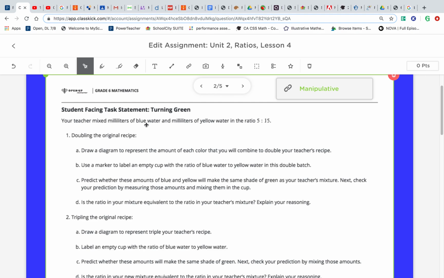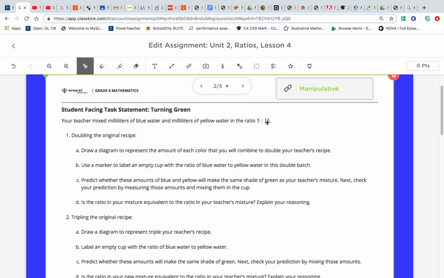Your teacher mixed milliliters of blue water and milliliters of yellow water in the ratio of 5 to 15. We're going to do that in a little bit. We want to think about what it means to double the original recipe. So they want us to draw a diagram to represent the amount of each color you will combine to double your teacher's recipe. If we double it, that means we're going to take the parts of the recipe, the ingredients, and multiply them by 2. So we're going to do 5 times 2, and 15 times 2.